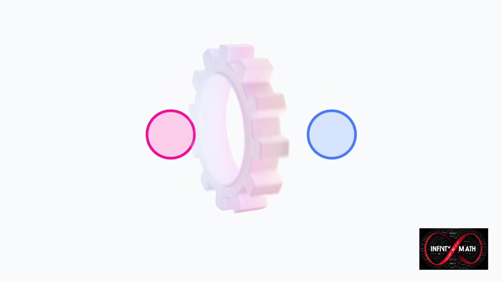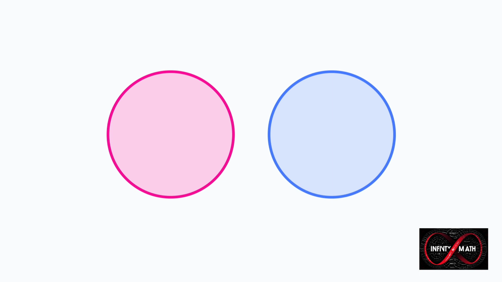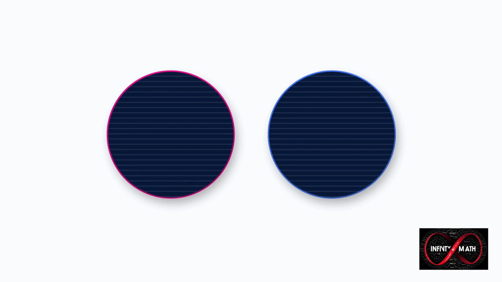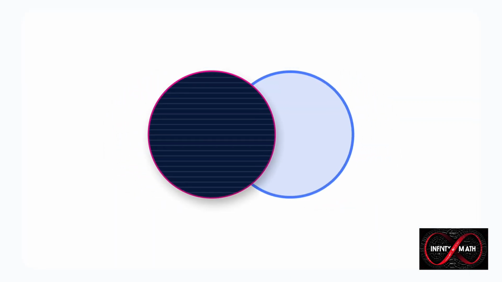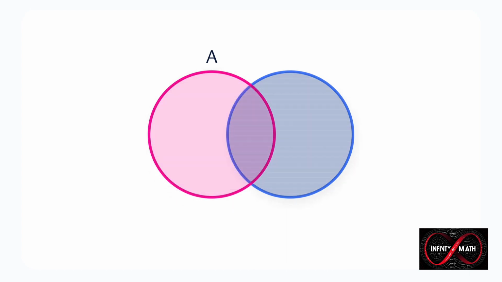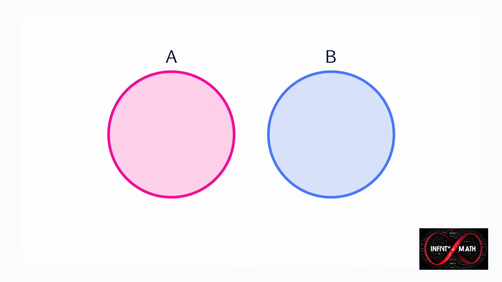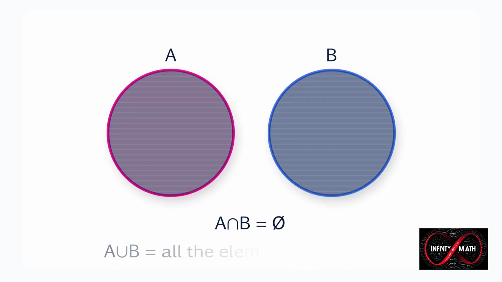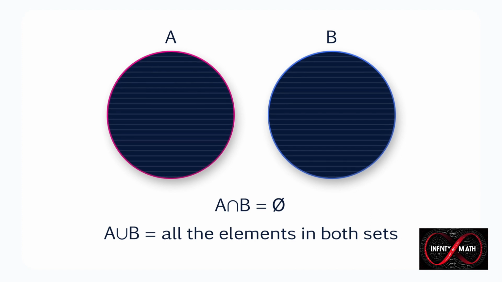Let's get started by constructing a Venn diagram for two sets. A Venn diagram for two sets is made up of two circles or similar shapes. Let's say that one of the circles represents the set A, and the other represents the set B. If the sets A and B have no common elements, then the circles will stay disconnected like this. A Venn diagram for two disjoint sets looks like this. Two circles that do not overlap. Here the intersection is the empty set, and the union is all the elements in both sets.